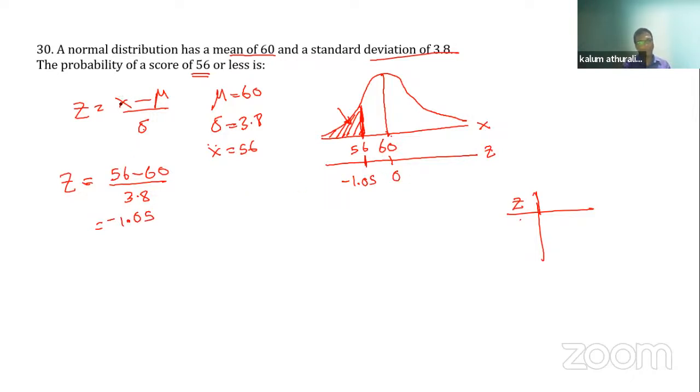When X is 60, 60 minus 60 is 0. This we call the standard value. The standard value of the mean is 0. Now we want to find the area of this. For 1.05, first you get the 1.0 and check the 0.5. Then you can find the value using the normal distribution table.